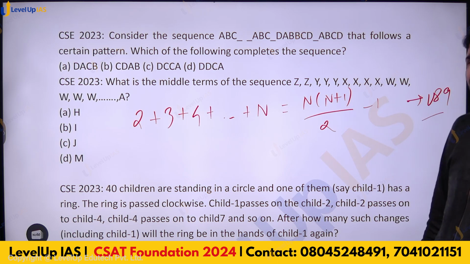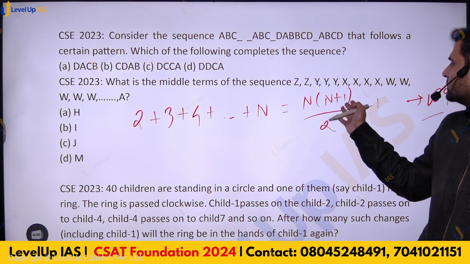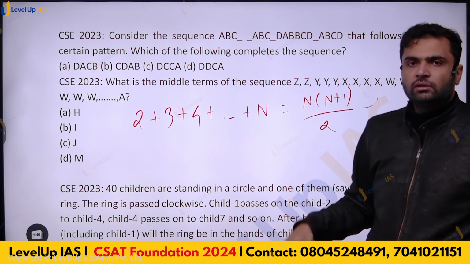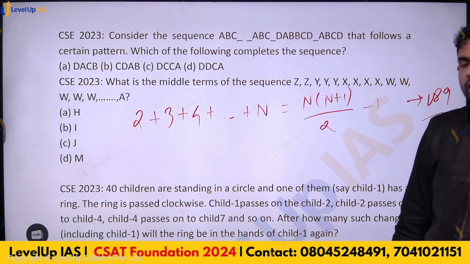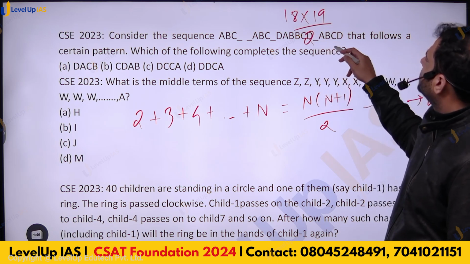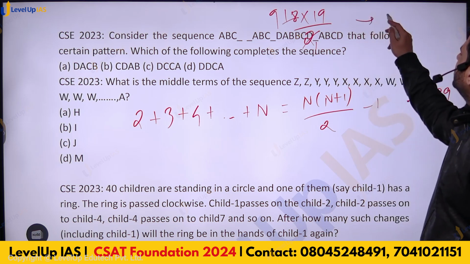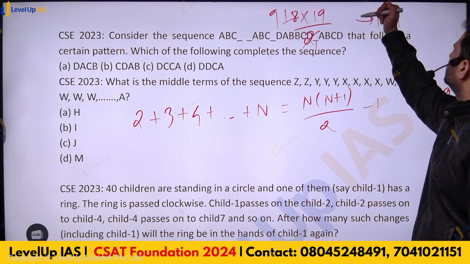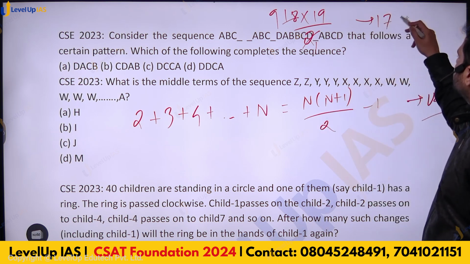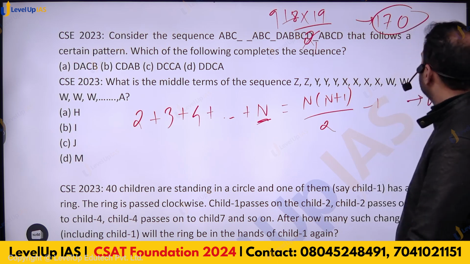Then next we can try 20. We have 20 into 21 by 2, so it is 210 minus 1, so we have 209, so we have exceeded the value. So not 20, let us come a little bit back. How about 18? 18 into 19 by 2, 19 nines are 171, minus 1, so we are at 170 when n is 18, 18 repetitions.